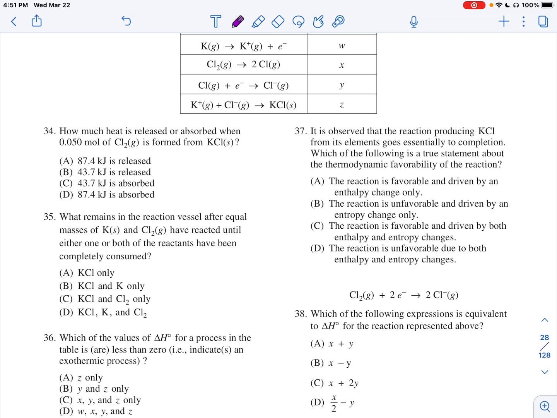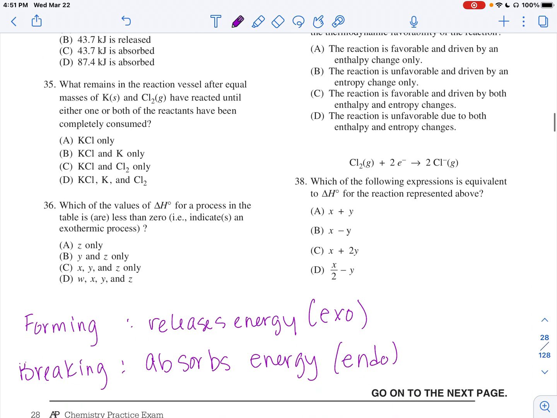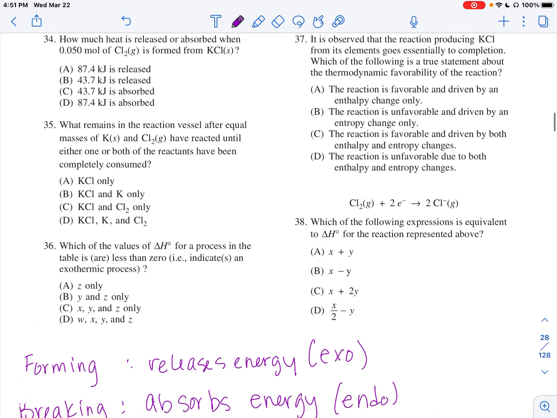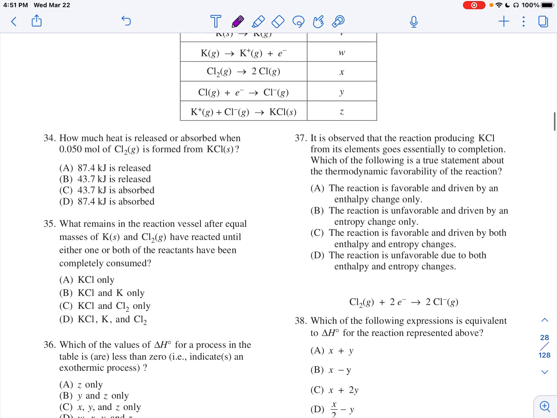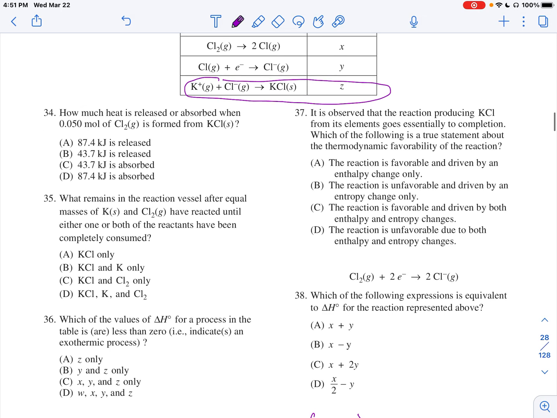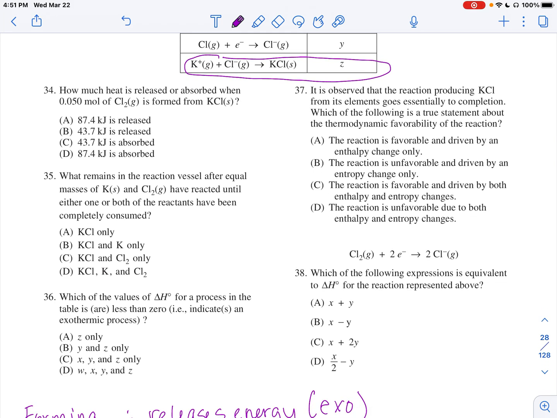So you're looking for something that is exothermic. Okay, so we know that if anything is forming bonds, it needs to be exothermic. So let's see, are any of these forming bonds, taking two separate things and putting them together? Yes, this one, right? That one is forming bonds. That is definitely exothermic. So whatever our answer is, it has to have Z in it. Unfortunately, every single one of our answers has Z in it, so that gets us absolutely nothing.